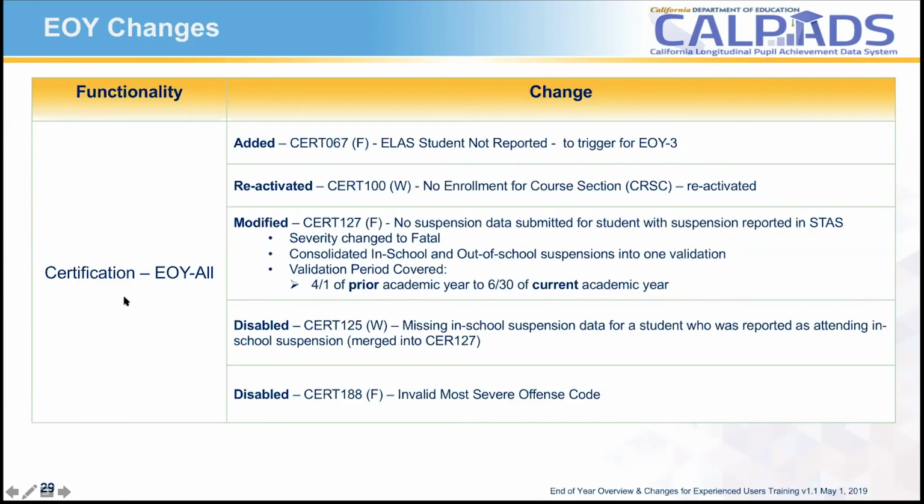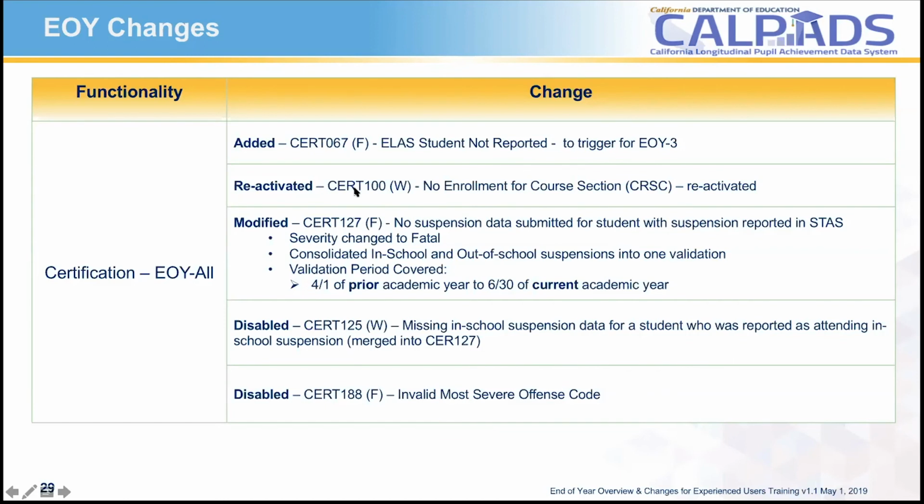For certification, we have a new fatal certification, Cert 067. It's not new, you have seen this for other submissions, but it is new for end of year 3 this year. So if you have a student that is missing the English language acquisition status on census day, the Cert 067 will trigger. It will also trigger for any students with a TBD status on census day, okay?